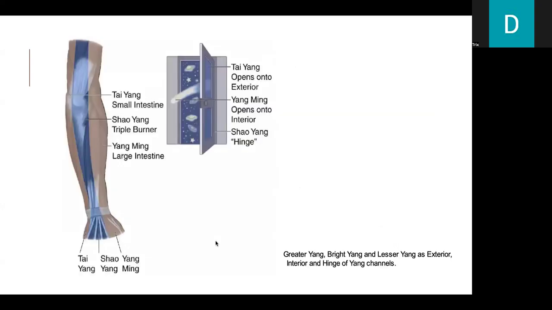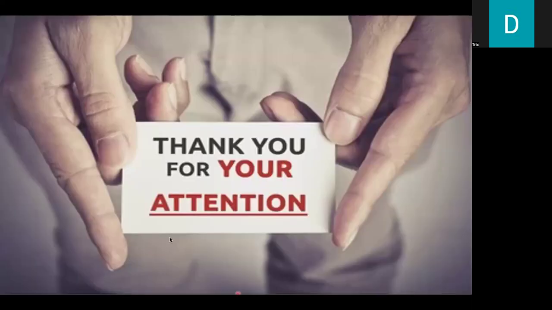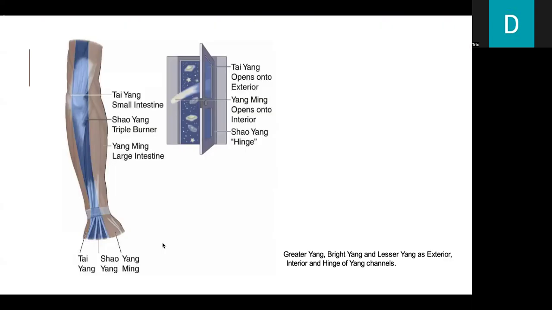We can see here in the figure, the Tai Yang is the small intestine, the Xiaoyang the triple burner, and the Yang Ming the large intestine. The Tai Yang opens onto the exterior, the Yang Ming opens onto the interior, and the Xiaoyang is the hinge. The greater yang, the bright yang, and the lesser yang are the exterior, interior, and hinge of the yang channels.